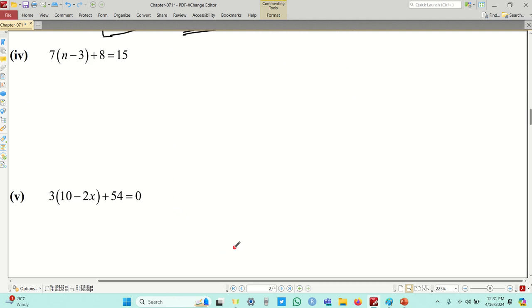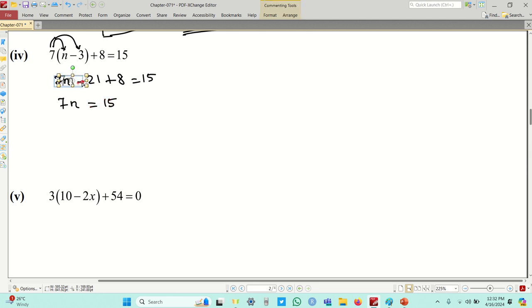Now this question. If you read this question, what is this here? Same, multiply 7 here. 7 and minus. Minus is here. Now 7 into 3, 7 into 3, 21. Plus 8 is equal to 15. So 7 and equal 15.